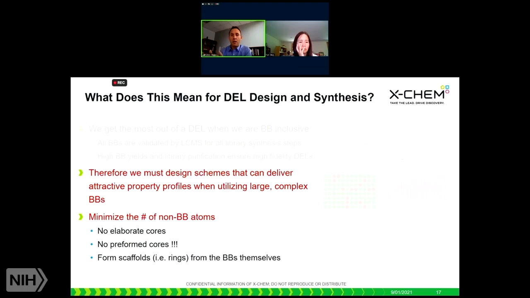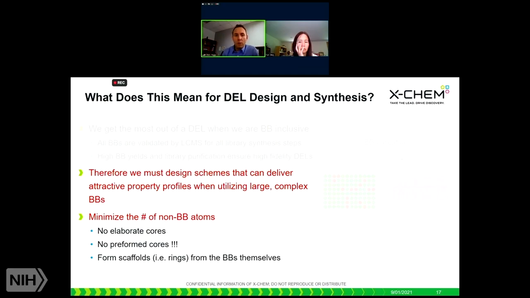So if we have a lot of molecular weight tied up in the building blocks, we need to minimize the number of non-BB atoms. What that means is you need to design libraries that don't have elaborate cores that are then being decorated with many cycles of building blocks. We don't need to have preformed cores.